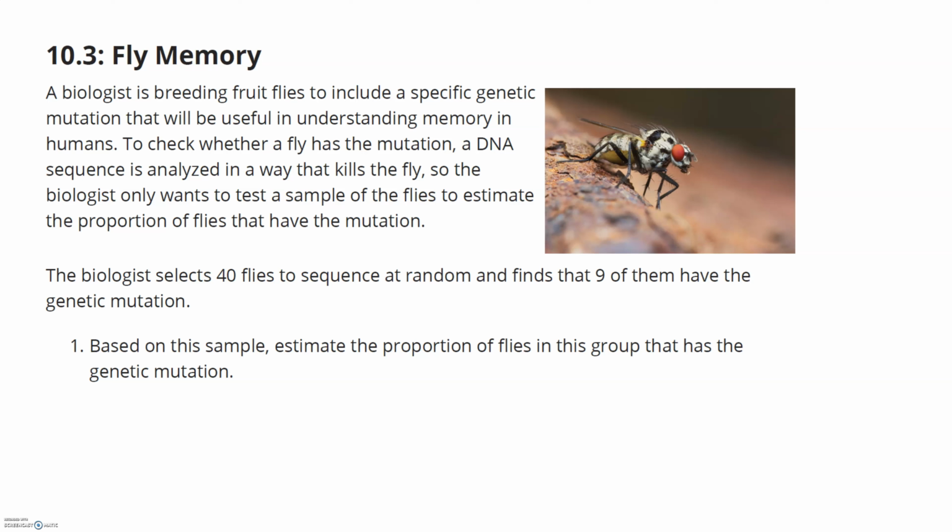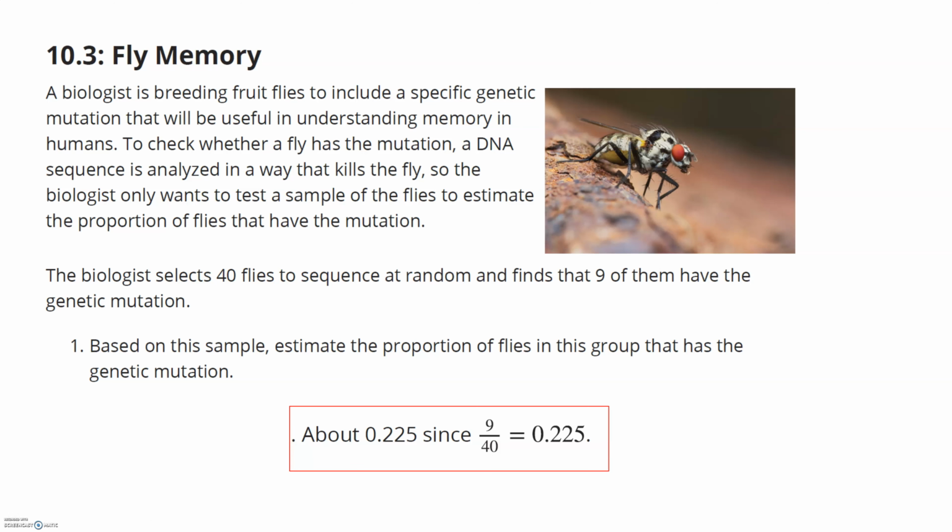So question number 1: based on this sample, estimate the proportion of flies in this group that have the genetic mutation. Again, how many flies do you have in total? 40. And how many of them have the genetic mutation? 9 of them. So our proportion will be 9 out of 40. And how much would that be? That would be 0.225. So about 0.225 have the genetic mutation. And that's it for that.